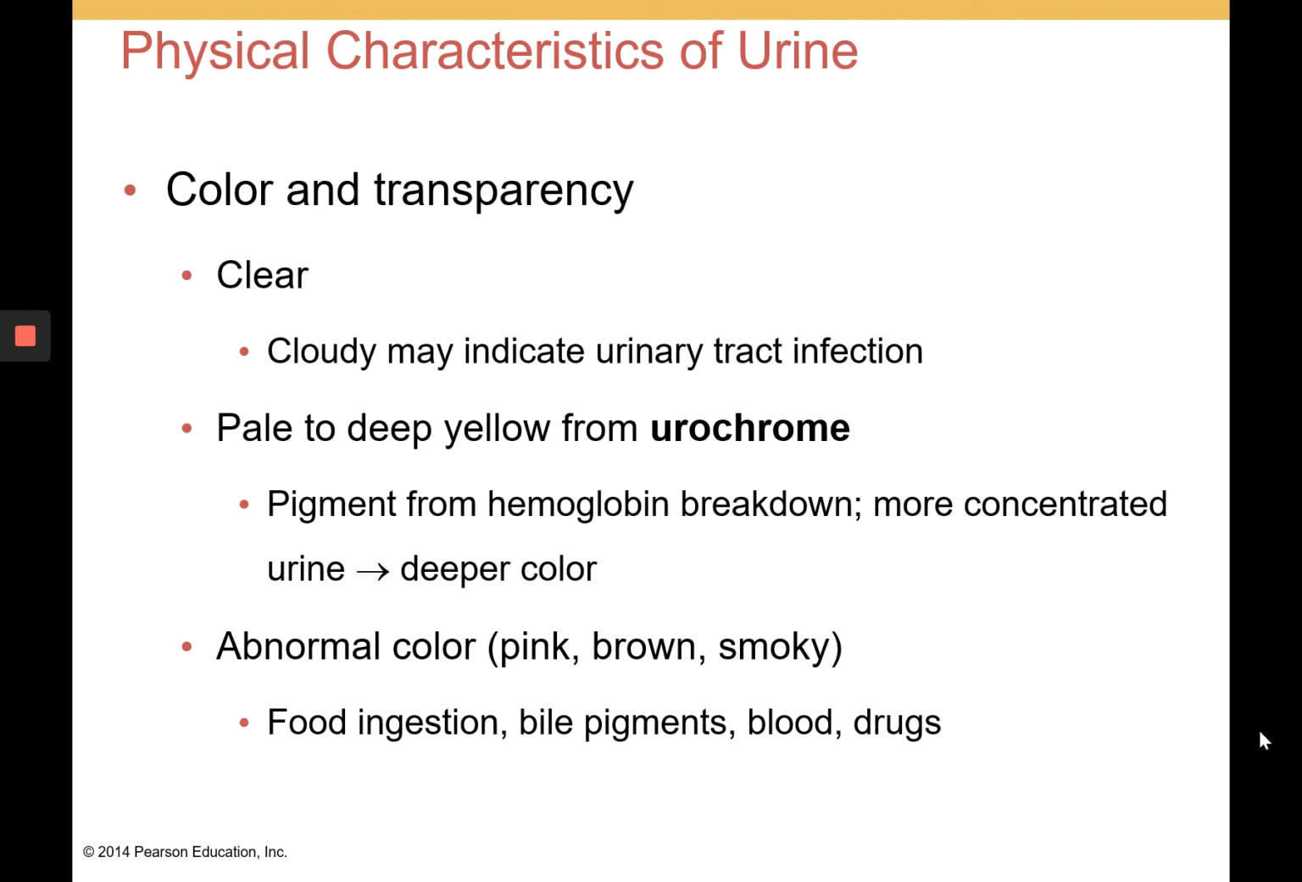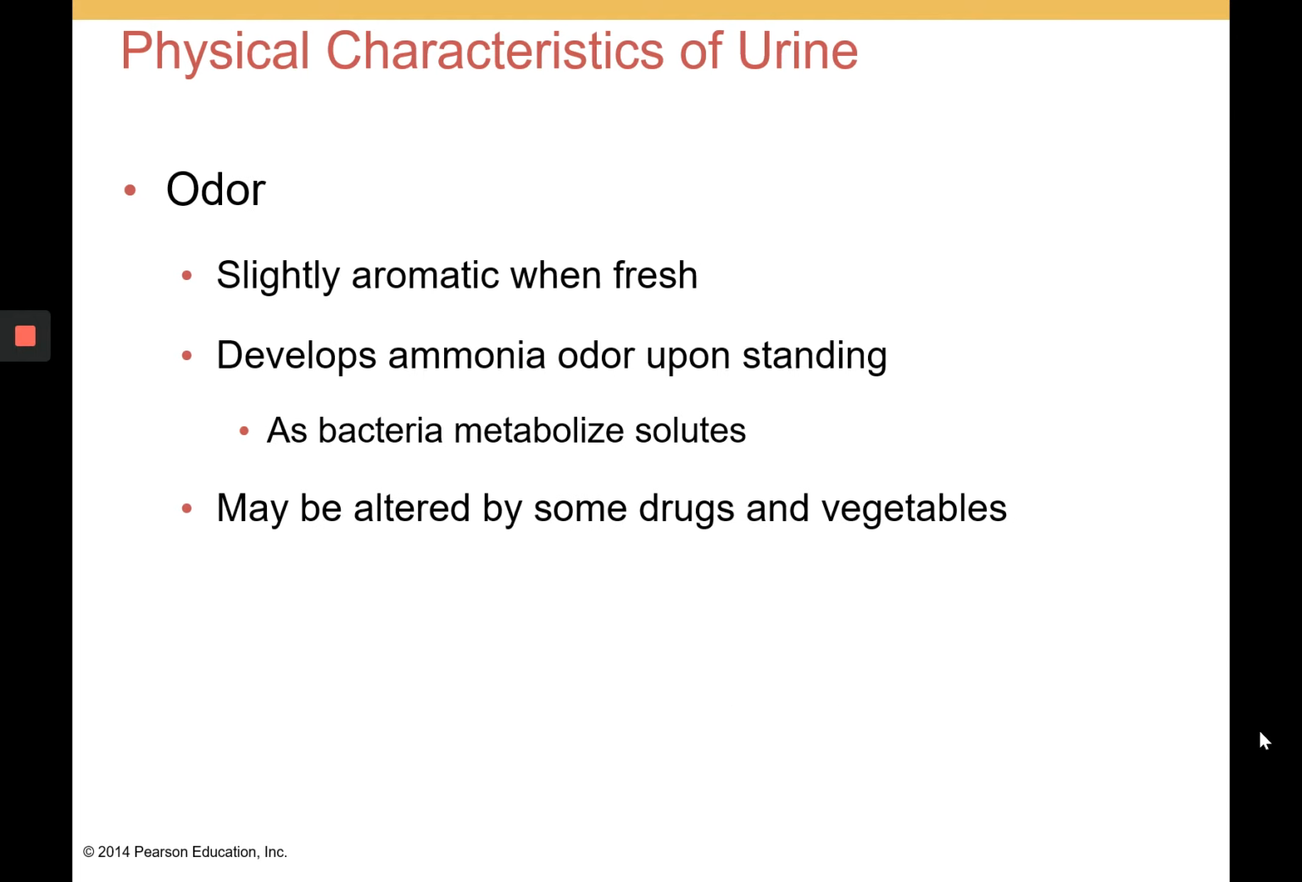And we shouldn't really have an abnormal color to urine. Sometimes it's expected if you, for example, ingest a certain food, it could change the color of your urine. But if there's nothing that could have done that, abnormal colors like a smoky color or brown or pink urine are a little bit a cause for concern. It could be bile pigments or blood or drug breakdown products that are ending up in your urine.